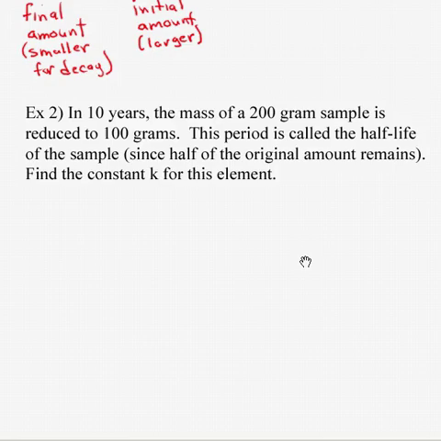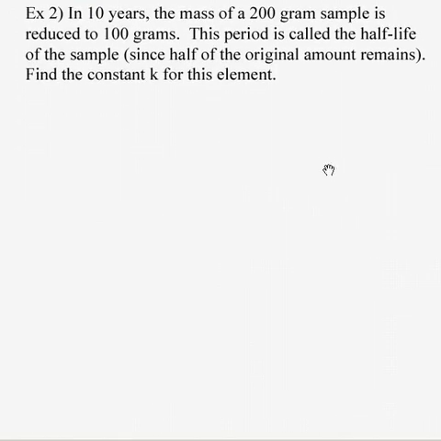All right, so let's look at our first problem. In 10 years, a mass of 200 gram sample is reduced to 100 grams. Now, that's called half-life. Whatever you start with is your initial amount. Your final amount is half of it. And in this case, we're just doing a one-step problem. Find K, the constant of decay.